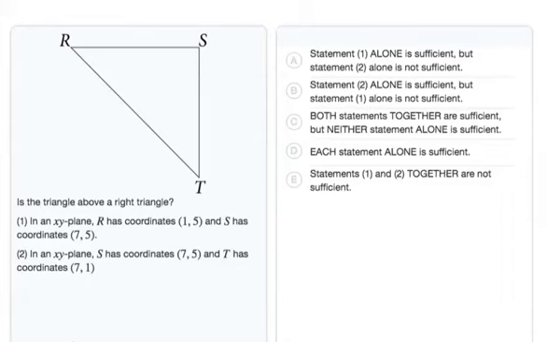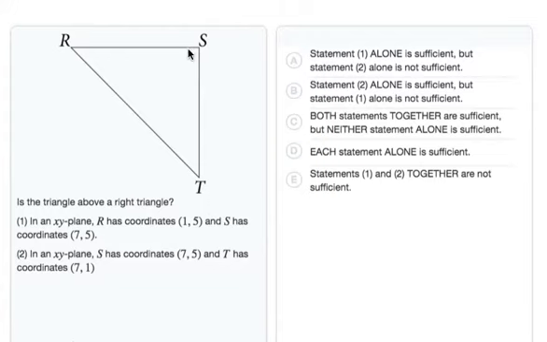To solve this data sufficiency question, we'll go ahead and consider each statement separately first and then together if needed. Before diving into the statements, let's take a look at what the question is actually asking. We're asked whether the triangle above, RST, is a right triangle.